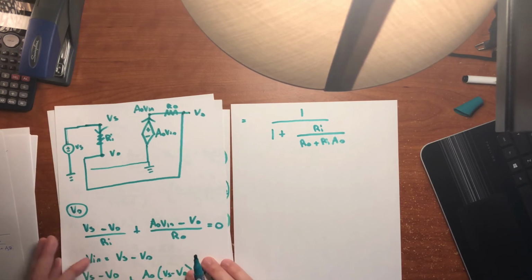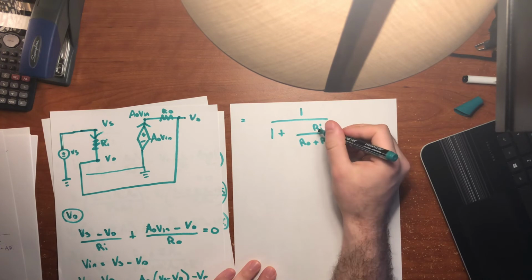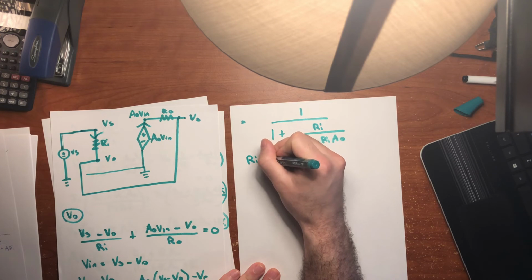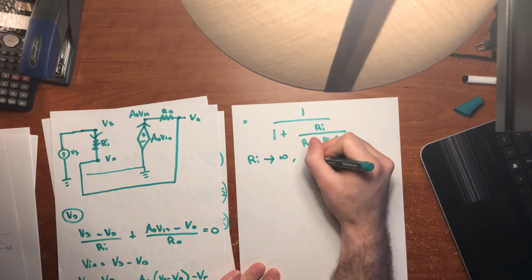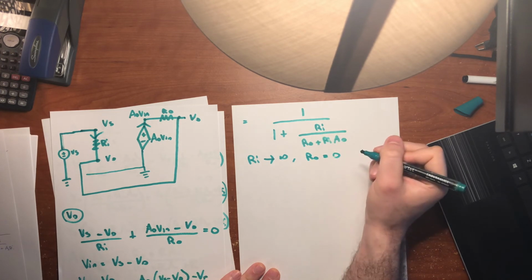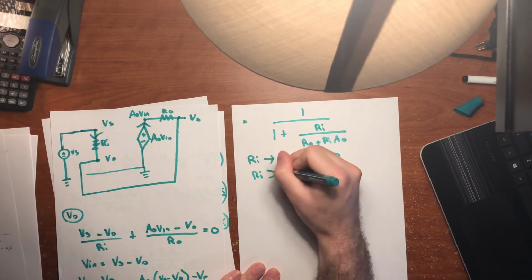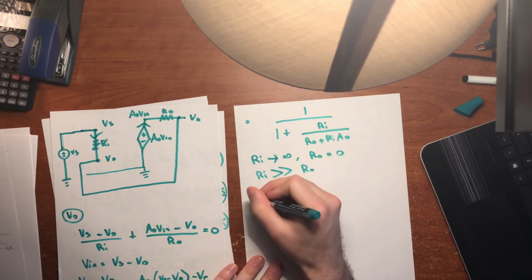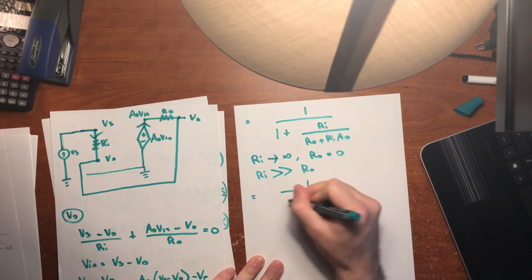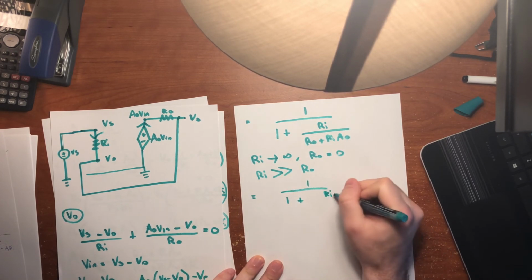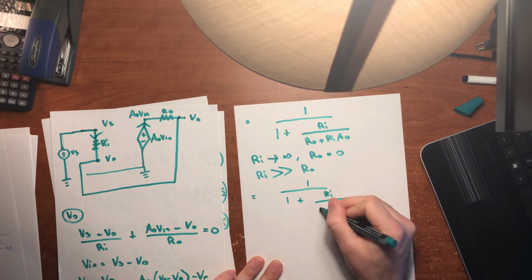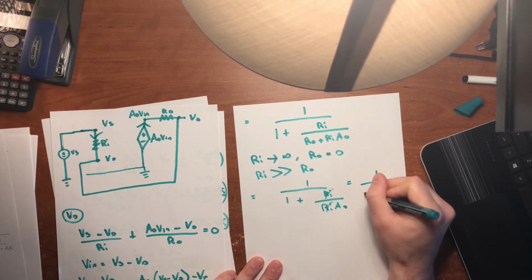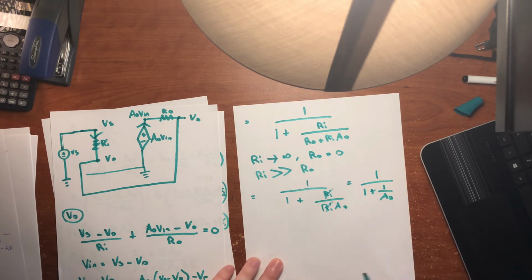So let's assume, for example, Ri goes to infinity, and R naught equals 0. So we could say Ri is significantly greater than R naught. So let's see what happens with the gain. So the gain becomes 1 over 1 plus Ri, a huge number, divided by R naught which is 0, so we'll leave that, Ri A naught. Well, our Ri's can cancel out, and we get 1 over 1 plus 1 over A naught.